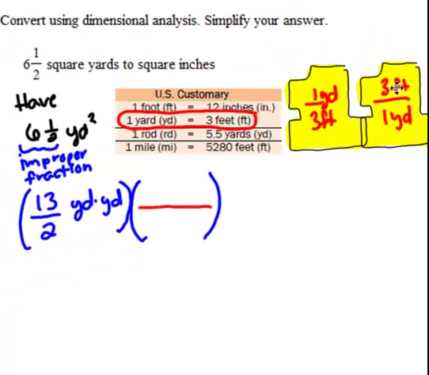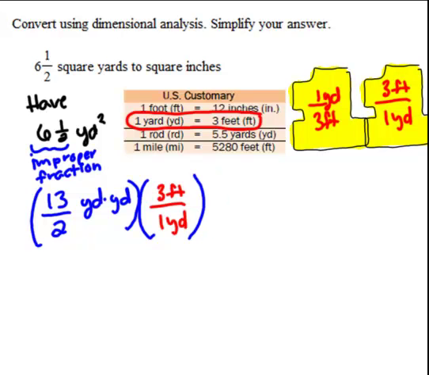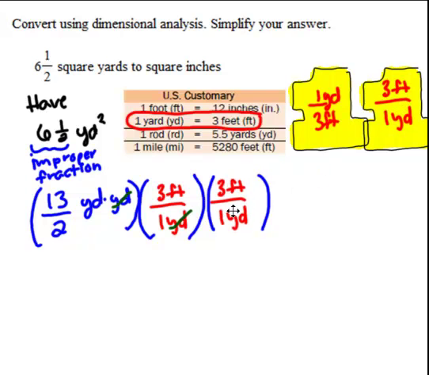So which one am I going to use? Because I want yards on the bottom, I'm going to use 3 feet over 1 yard. What you'll notice is that yards cancel with one of the yards, but it won't cancel with both. So what I need to do is have a second unit fraction, 3 feet over 1 yard, so that I can cancel yards squared. And now, because I have feet times feet, my units are in feet squared, or square feet. That's not what we want. We want square inches. So we're going to have to do this again.